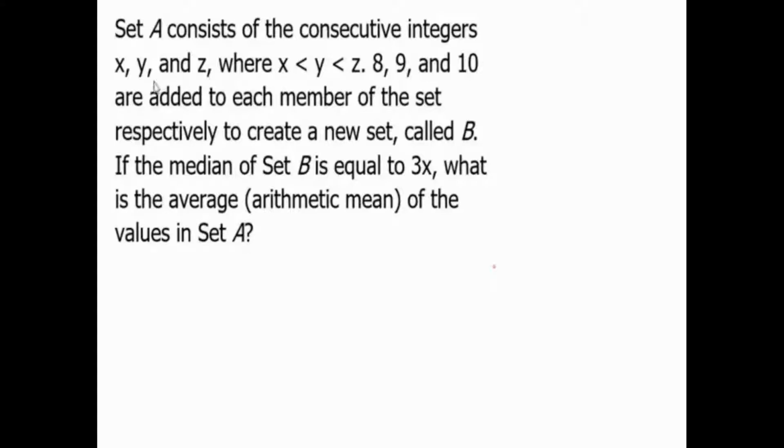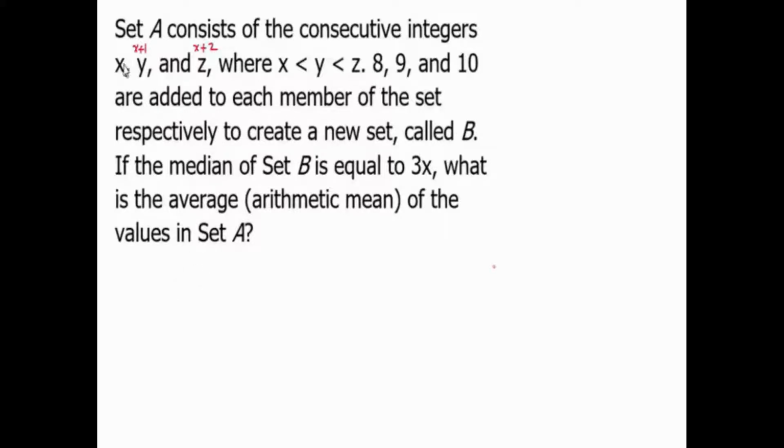The first thing we want to do is, as x, y, and z are consecutive integers, instead of using 3 different variables, why not write them all in terms of one single variable? So let's say this one, of course, is x. So this one is going to be x plus 1, and this one is going to be x plus 2. So our 3 integers are x, x plus 1, and x plus 2. And 8, 9, and 10 are added to each one of them respectively.